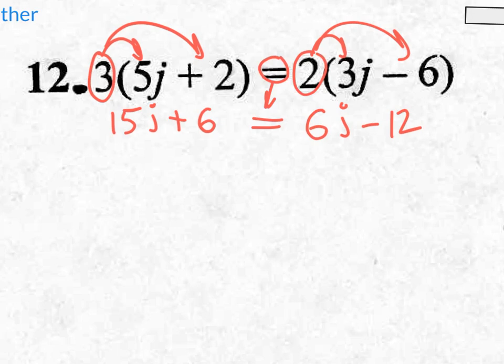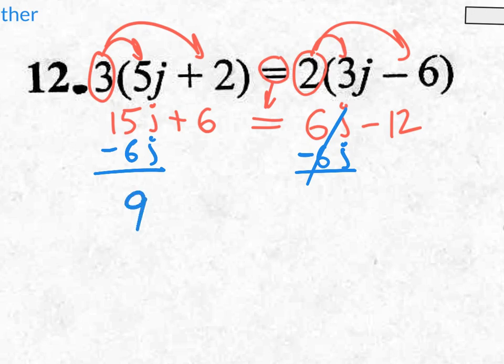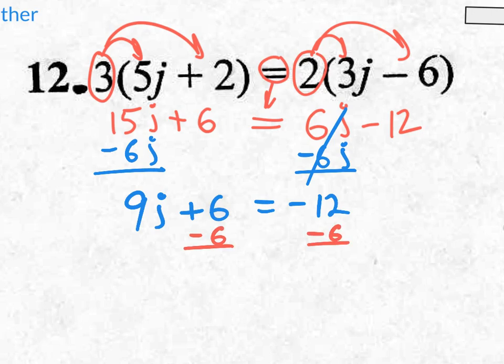I'm going to subtract 6j here. That way it cancels out, and subtract 6j over here. 15j's take away 6j's, that's 9j's. Let me bring down the plus 6, bring down the equal, bring down the minus 12. So I'm almost done here. I just need to get j by itself on the left side. I want to subtract 6 on both sides. So on the left side, it does cancel. I have 9j left over. The equal sign comes down.